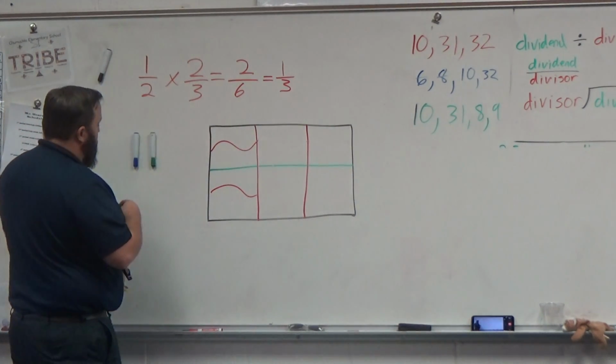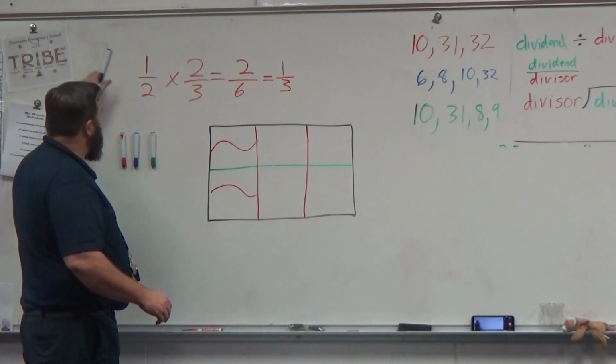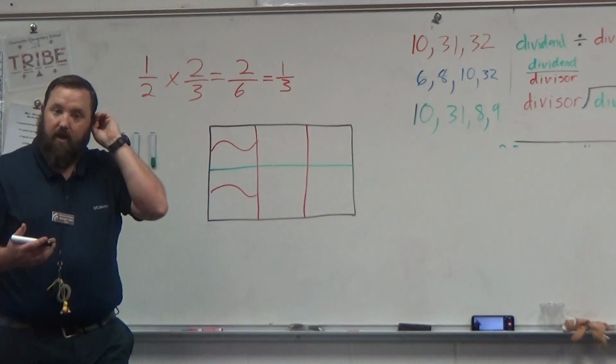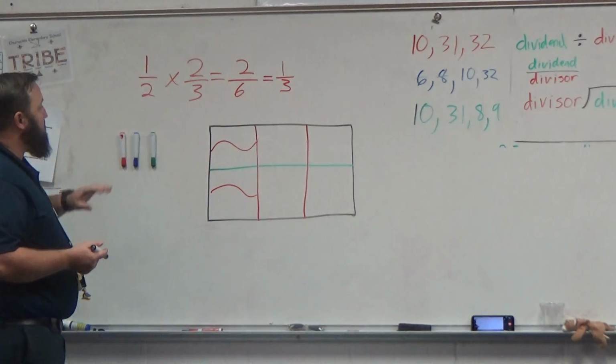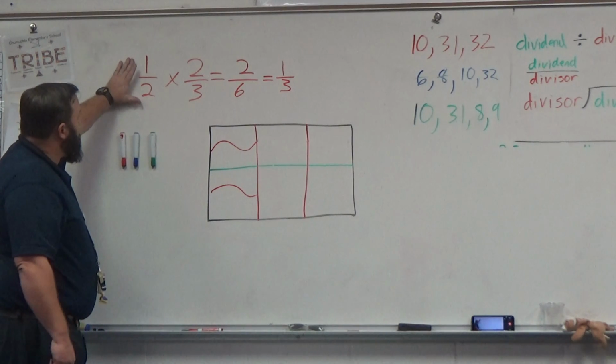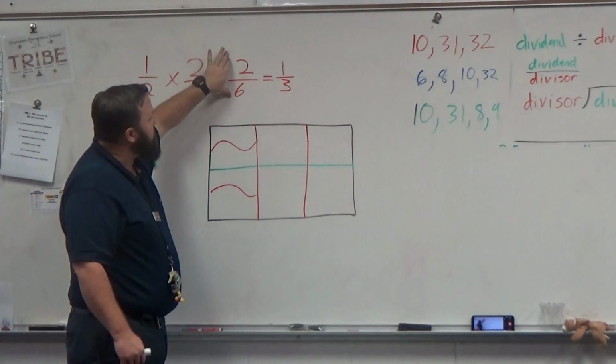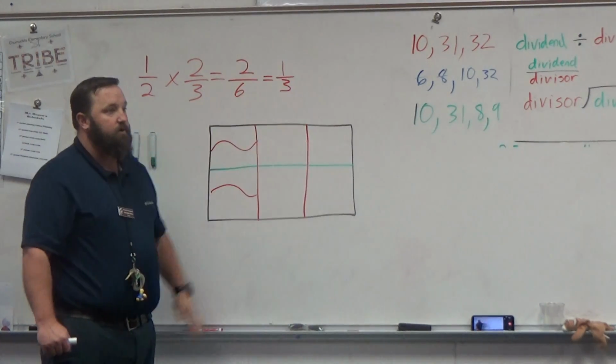Now, let's talk about something I talked about with you guys with my son. He likes to do the cross reduction. Okay? So remember when I worked this out, I said 1/2 times 2/3 equals 2/6. But then I had to simplify and find 1/3.